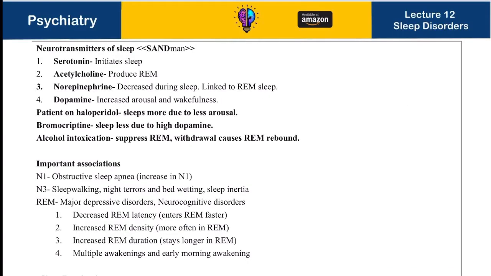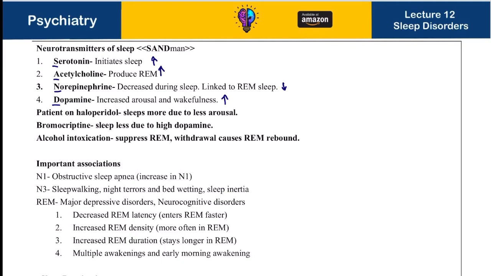Now, there are some neurotransmitters associated with sleep, and there's a famous mnemonic called SANDMAN. SAND stands for the neurotransmitters. S for serotonin, A for acetylcholine, N for norepinephrine, and D for dopamine. Serotonin initiates sleep. Acetylcholine produces REM, so they will increase the sleep stages. Norepinephrine will be decreased during sleep, and this is related to REM sleep. Dopamine causes arousal and wakefulness, the penile erection, and it will make you more wakeful.